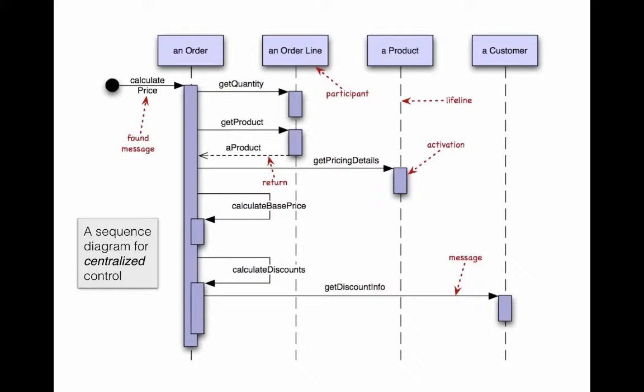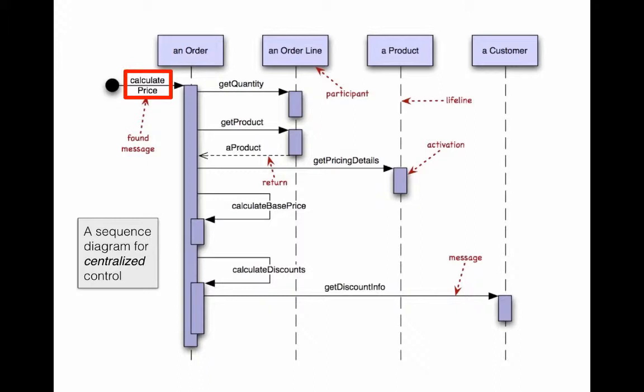A good way to think about this diagram is like a story that's being told about what happens during the execution of a particular method. In this case, the method we're observing is calculate price. During the execution of this program, an order is being processed. We begin our story when the method calculate price is called.